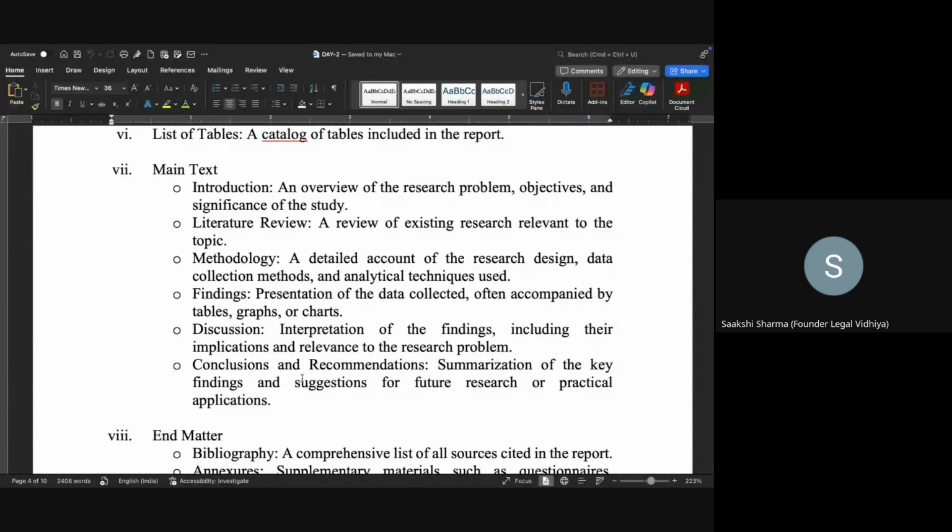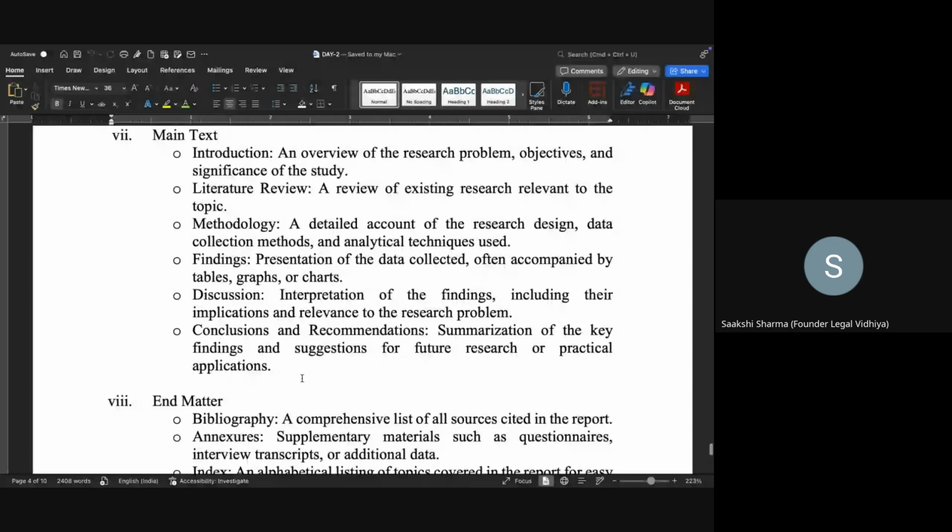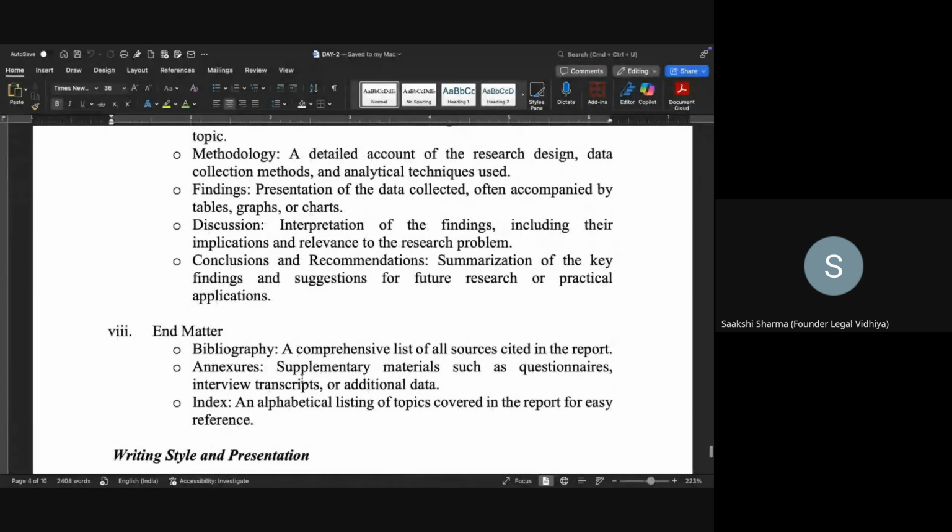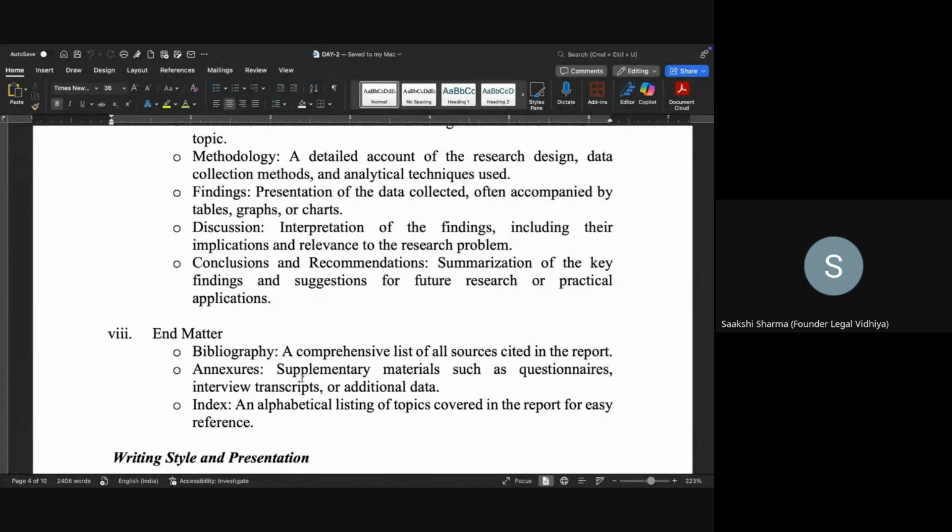So I write the practical applications of that, and then comes the final topic, that is the end matter of your research report, जिसमें आप annexures attach करते हो, आप bibliographies लिखते हो, that is a comprehensive list of all the sources that you have cited in your particular research report. एंड देन आप इंडेक्स लिखते हो, दैट इज एन अल्फाबेटिक लिस्टिंग. इंडेक्स हमेशा अल्फाबेटिक वे में ही होता है. सो उसके बाद आप अपने इंडेक्स डालते हो, दैट इज एन अल्फाबेटिक लिस्टिंग ऑफ टॉपिक्स कवर्ड इन द रिपोर्ट विच इज डन फॉर अगेन इजी रेफरेंस.